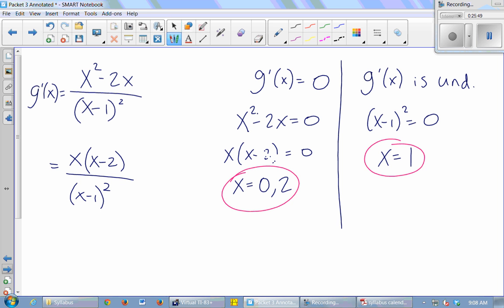So these guys, critical numbers, also often referred to as critical points. Okay, so they're the same thing.